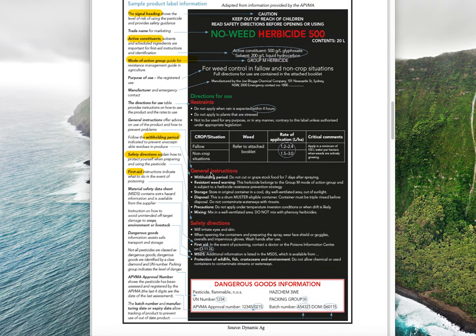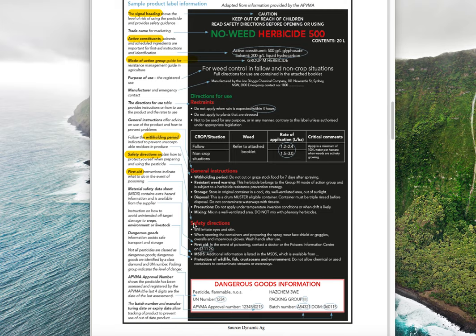The withholding period is another important thing. So here it says, do not cut or graze stock food for 7 days after spraying this herbicide. The withholding period is normally, if we're talking about giving chemical to an animal, the time that the chemical remains in the system, in the body. And so the animal can't be slaughtered within the withholding period, because that chemical is still considered to be in the body and might impact on humans or anything that consumes the animal if it is slaughtered within that time. So you need to wait until the withholding period is finished. In this case, it's 7 days for the herbicide.